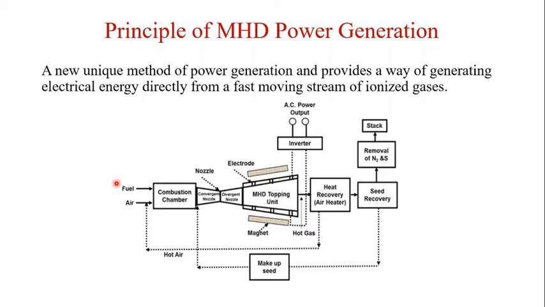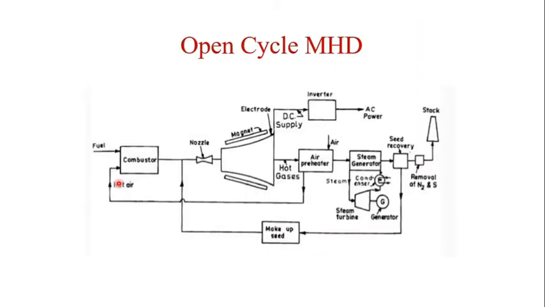Let us see the classification of MHD power generation systems. It is classified into two categories or two types. One is open cycle MHD system and the other is closed cycle MHD system. Let's see first the open cycle MHD system. The schematic shows an open cycle MHD system.